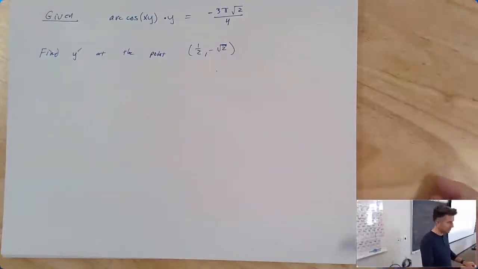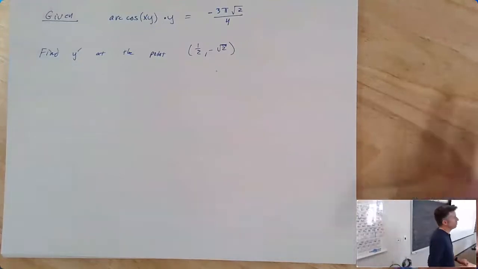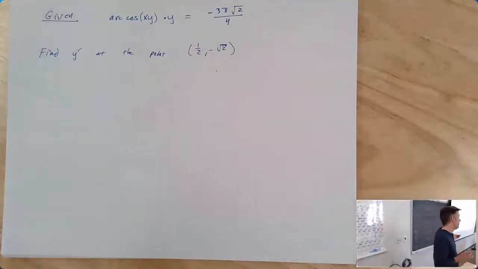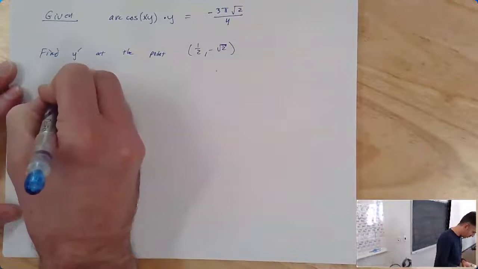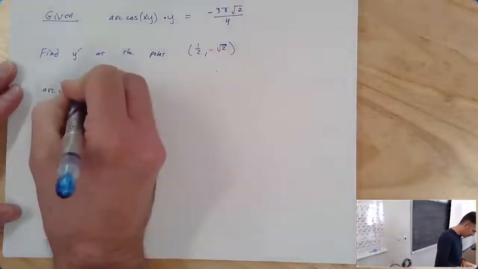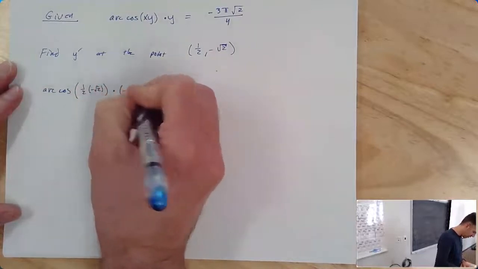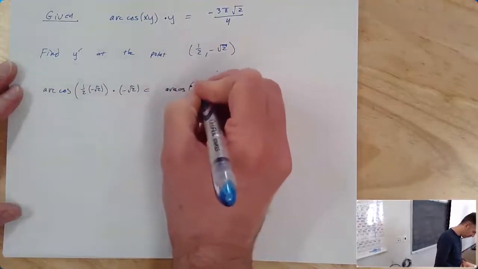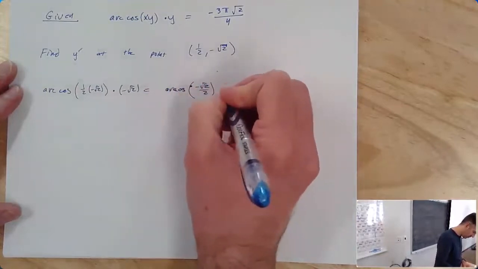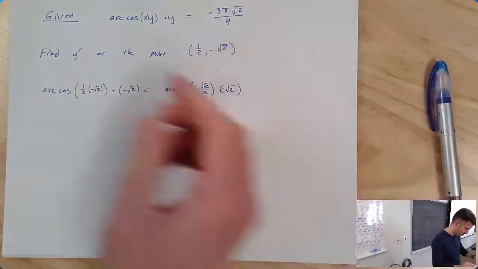And being the person I am, when I saw the problem, I checked to make sure that it was a point that was actually on the graph. Not that you normally should do that, because even if it ends up not being a point, your teacher still probably wants you to do the process anyway. But if you plug that in, we can see that the arc cosine of 1/2 times negative root 2 times negative root 2 is really the arc cosine of negative root 2 over 2 times negative root 2.